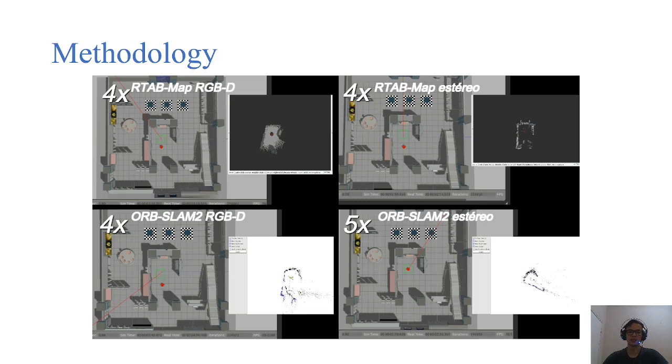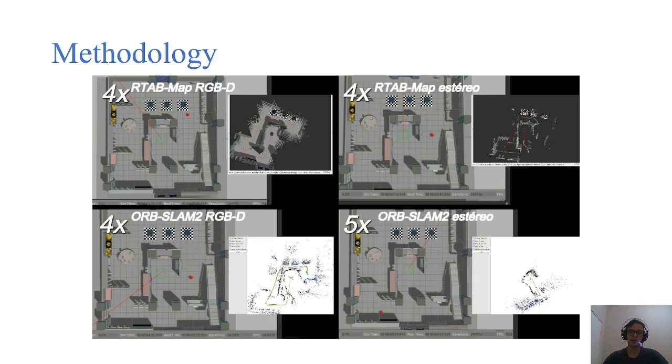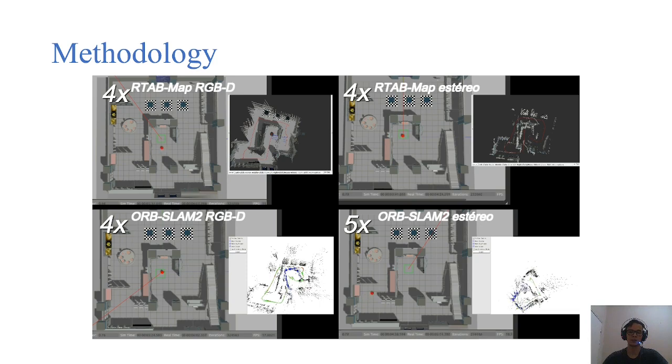And as you can see, the RTAB-Map created a 3D dense mapping, and on the other hand ORB-SLAM2 created a 3D sparse mapping. We have here RTAB-Map RGBD, RTAB-Map stereo, ORB-SLAM2 RGBD and ORB-SLAM2 stereo. In the first simulation, more specifically RTAB-Map RGBD, at the end of the trajectory, the RTAB-Map got into trouble because the RGBD camera is limited due to its short depth detection.